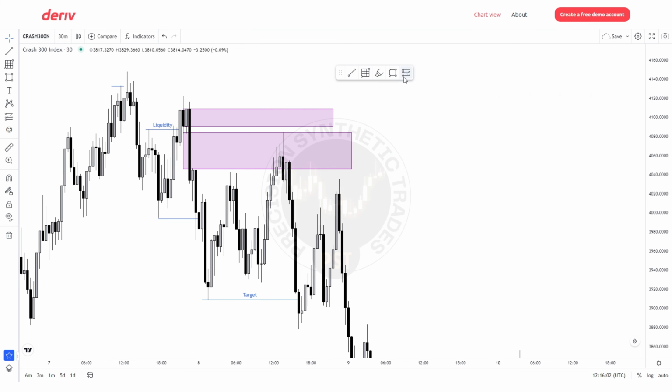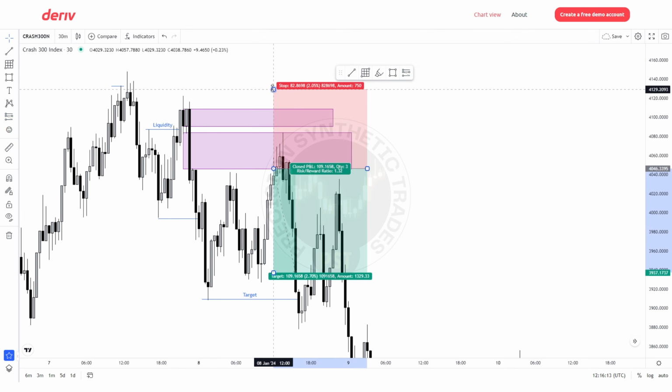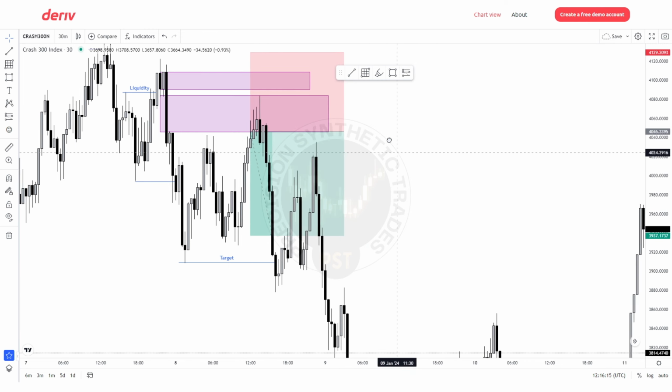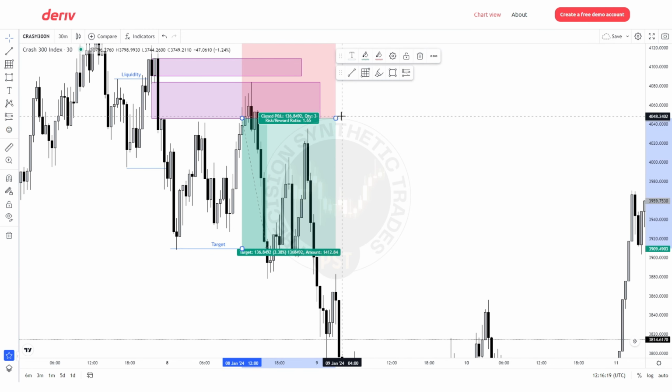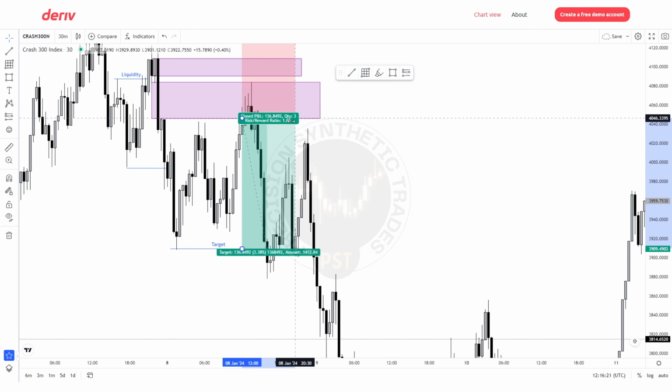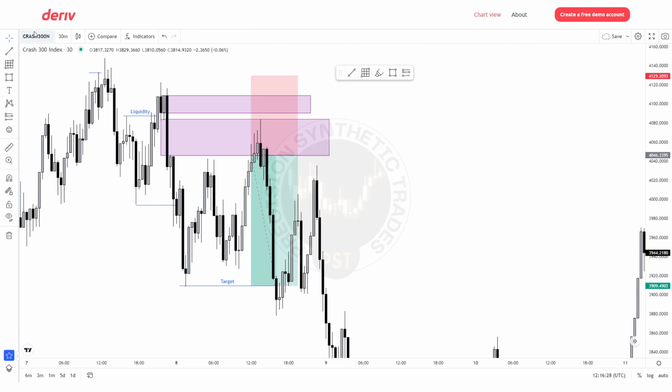Now let's say, for example, look at the difference in your risk to reward, right? So if you enter straight from the fair value gap, your stop would be above this high, and we would target this low, correct? As you can see, price immediately went down for our target. And this is on the 30 minutes, so this is a really good trade, especially for crash 300.